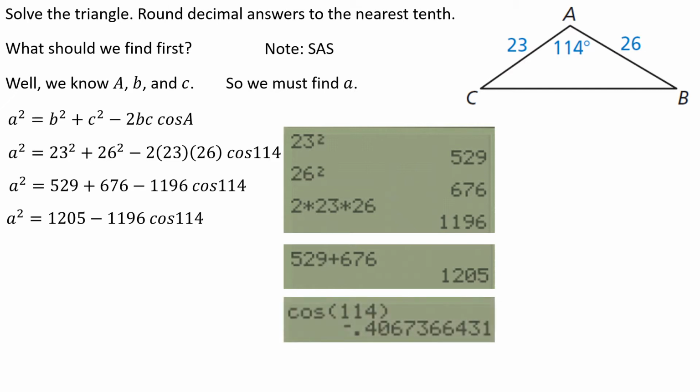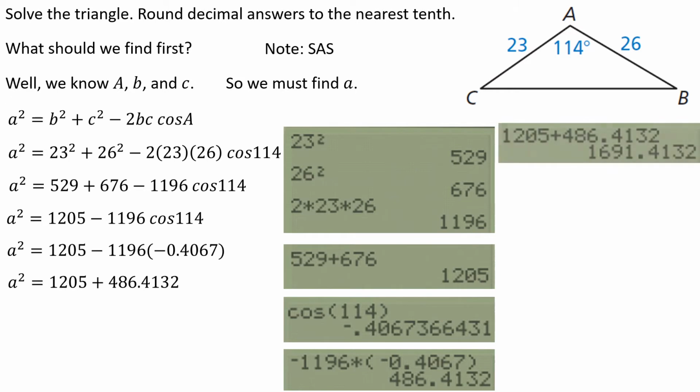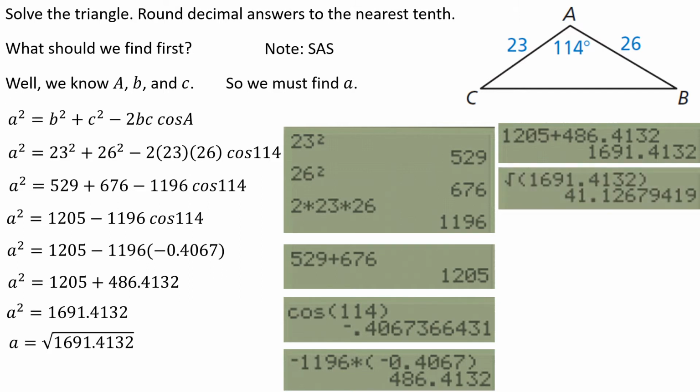Instead, I'm going to have to grab a calculator, figure out the cosine of 114 degrees, plug that into the equation. Now I can multiply two numbers, and of course negative times negative comes out positive. Now I can add those numbers together. Notice it's very calculator driven. Finally, take the square root. And I come up with a little more than 41. If I round to the nearest tenth, it'll be 41.1.